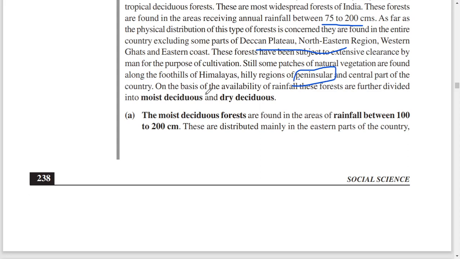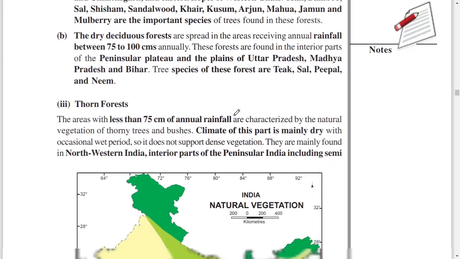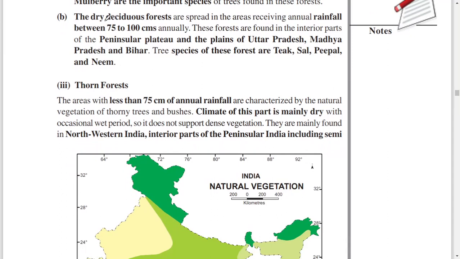And the central part of the country, on the basis of the availability of rainfall, these forests are further divided into moist deciduous and dry deciduous. The moist deciduous forests are found in the areas of rainfall between 100 to 200 centimeters. Moist deciduous forests are found in northeastern states along the foothills of Himalayas, Jharkhand, Odisha, and Chhattisgarh, and eastern slopes of Western Ghats. Teak, bamboo, sal, sisam, sandalwood, khair, kusum, arjun, mahua, jamun, and mulberry are the important species of trees found in these forests.